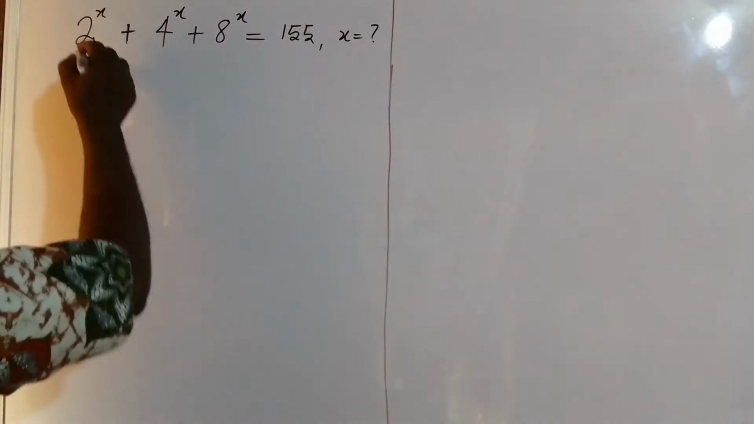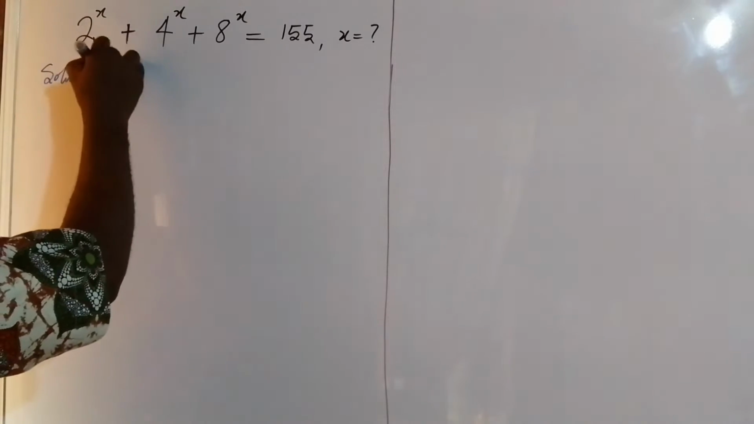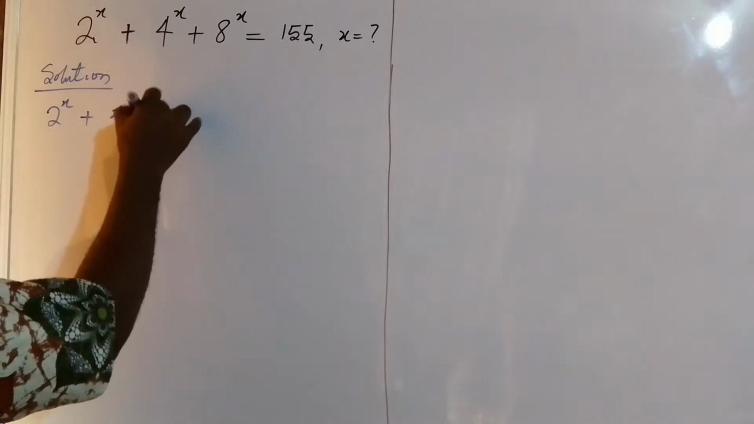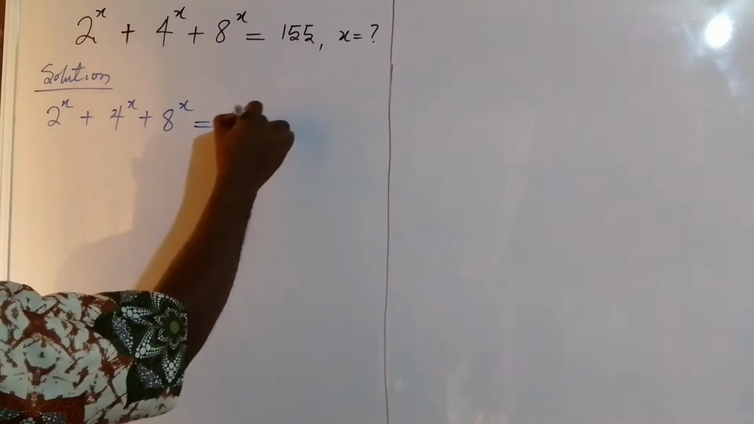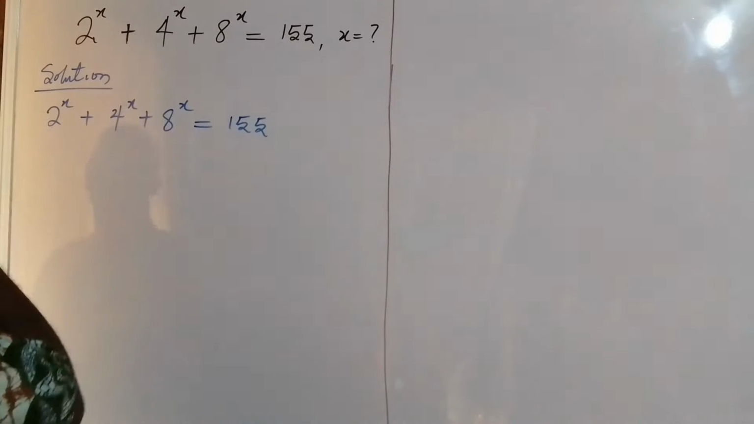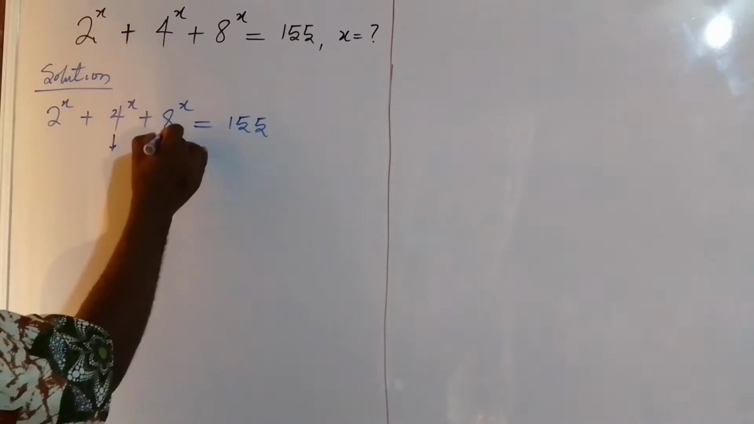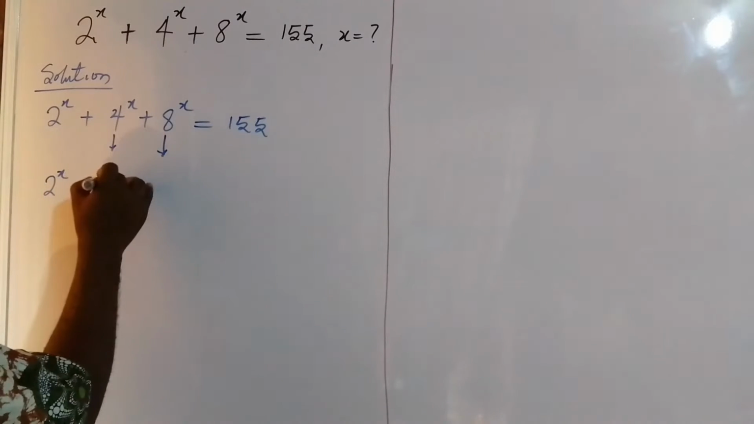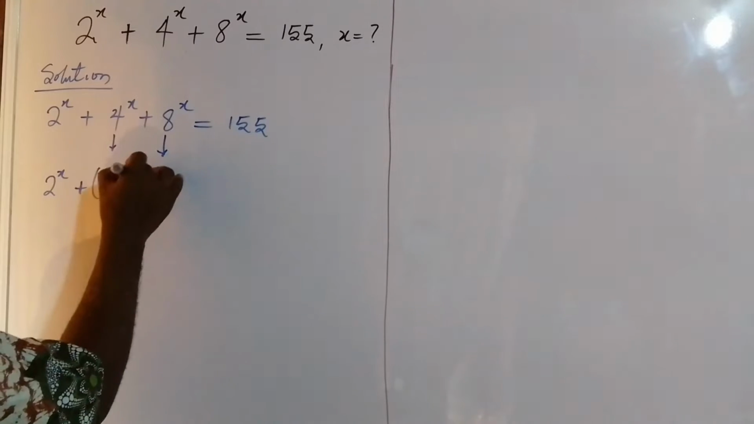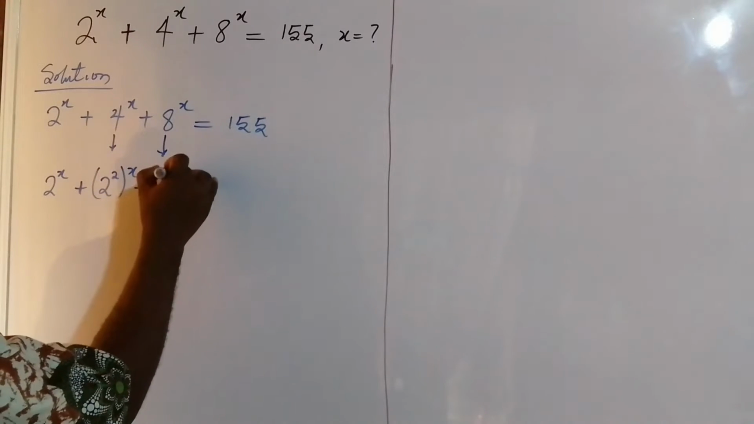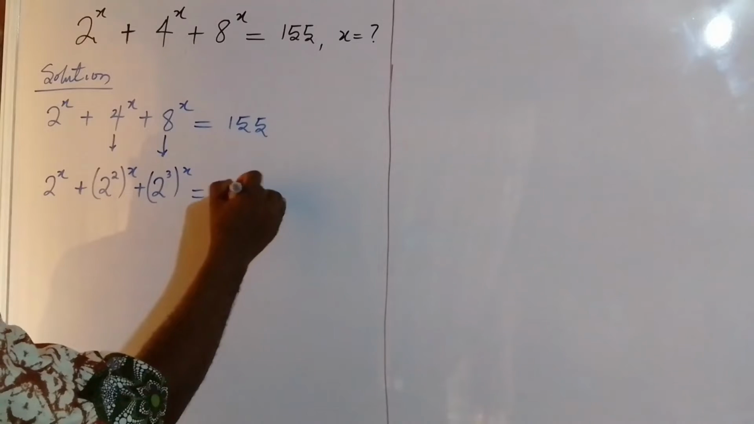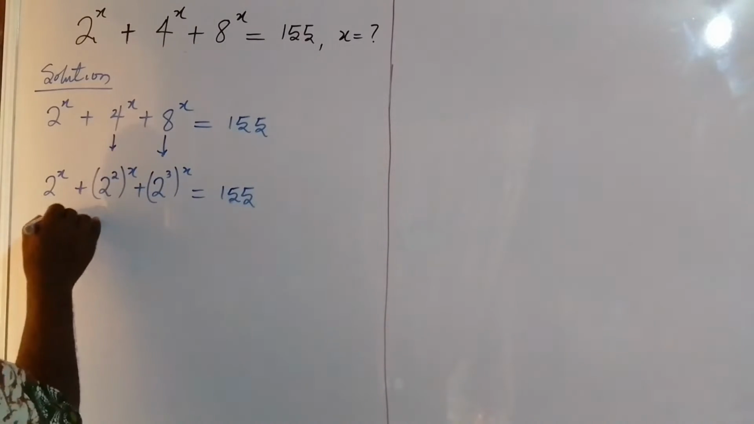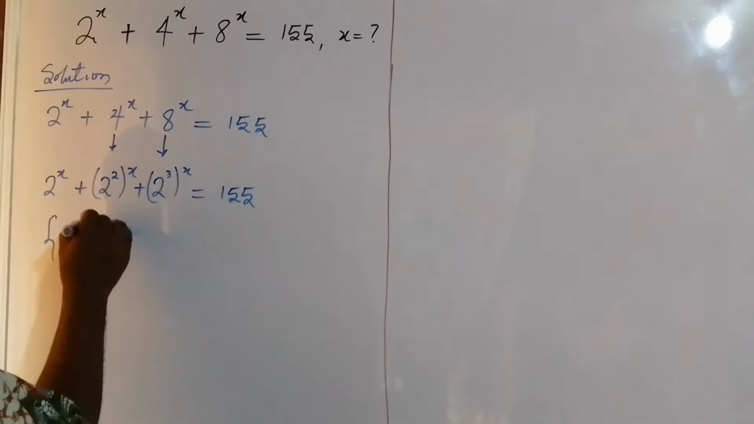So we have a solution. We have 2 to the power of x plus 4 to the power of x plus 8 to the power of x equal to 155. Now I'm going to rewrite this and this in base 2. So we have 2 to the power of x. 4 to the power of x becomes 2 to the power of 2 all to the power of x, plus 8 becomes 2 to the power of 3 all to the power of x, equal to 155.